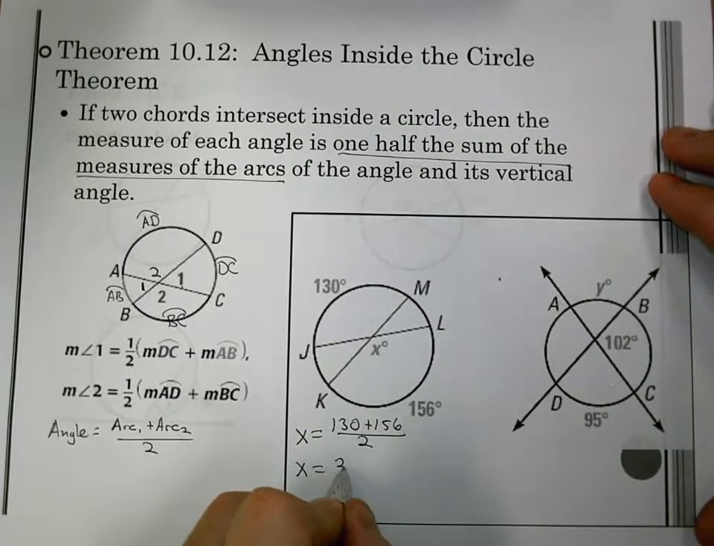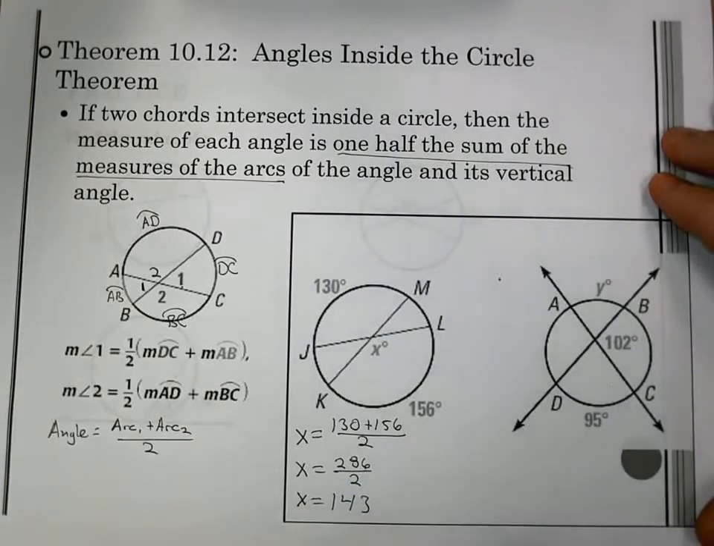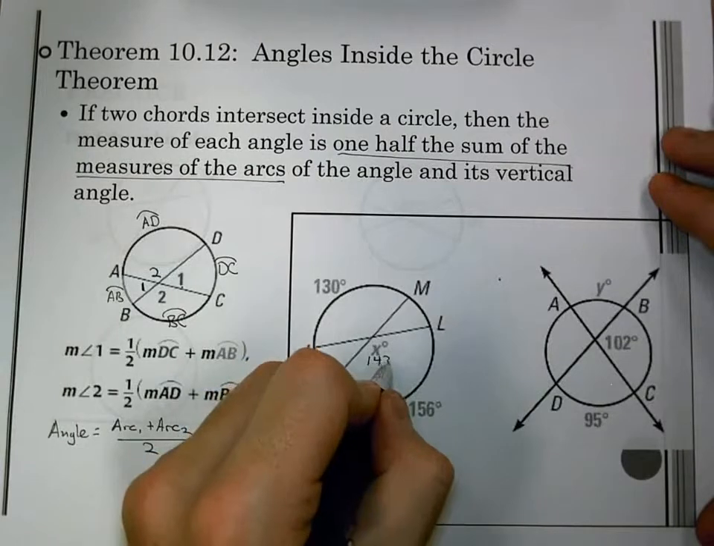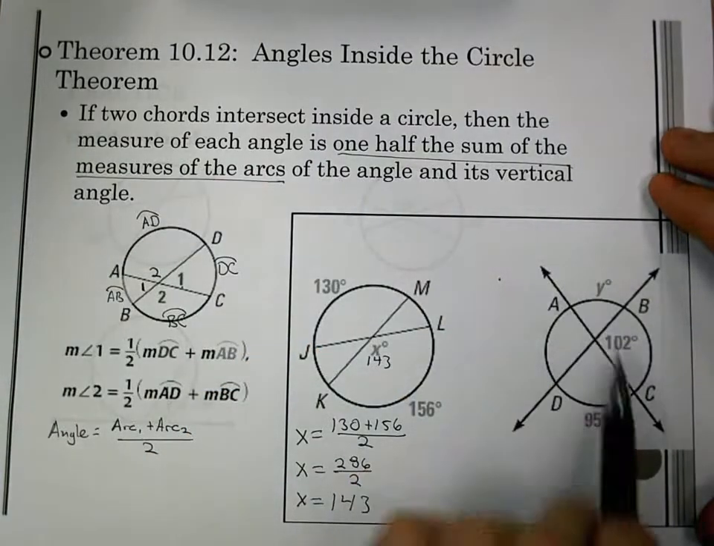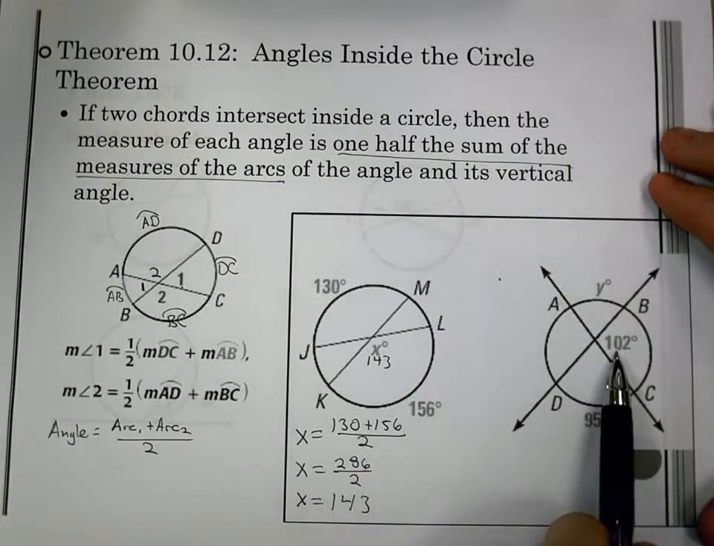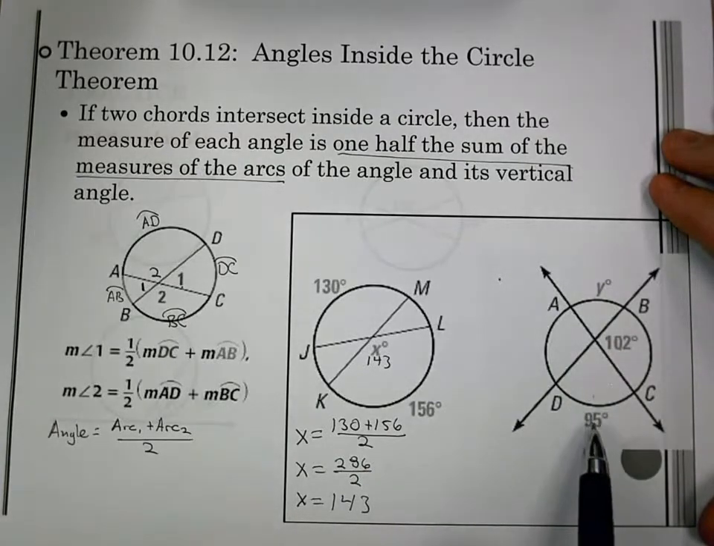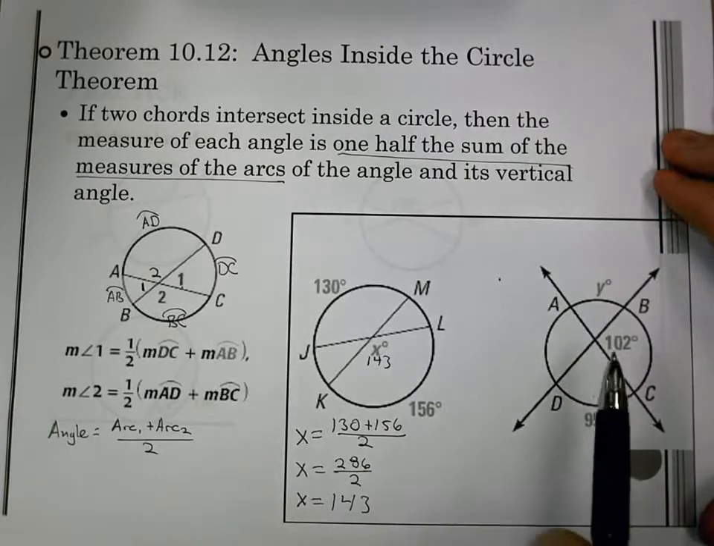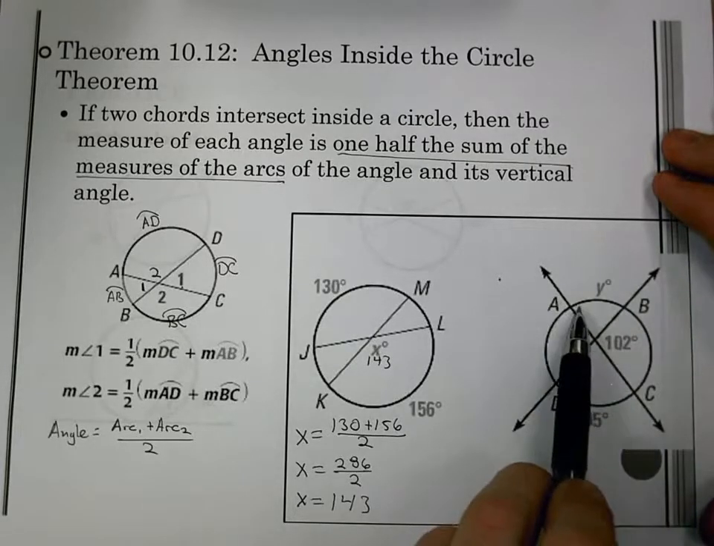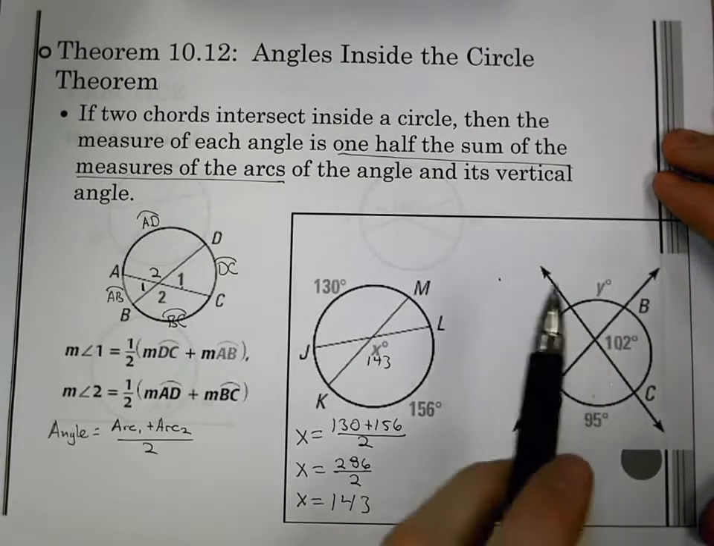X equals 286 divided by 2, or 143. So that is this angle right here. Now, in the next one, I notice I have this 102, but then y and 95 don't really match up. That's not an arc to those angles, and that's something we have to pay attention to. We don't really have a way to find BC or AD. We're kind of stuck here.